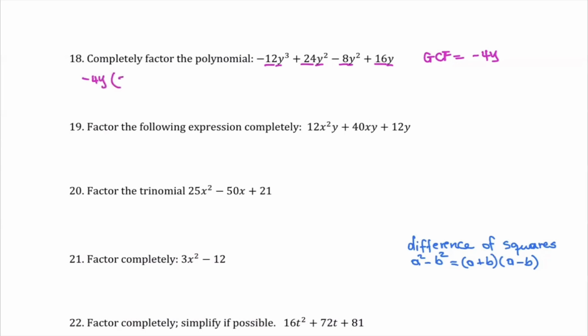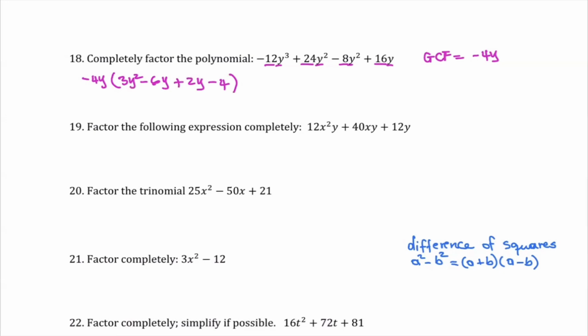It's going to be 3y squared minus 3y squared minus, we divide by -4, so -6y divided by -4, so that's 2y, and then divide by -4, so that's -4, close parentheses. Now let's go ahead and factor by grouping.